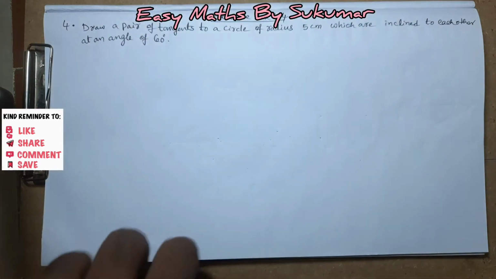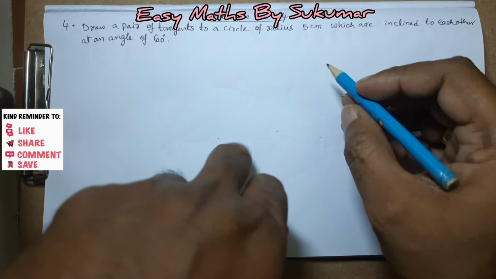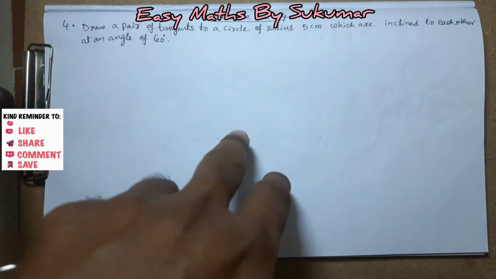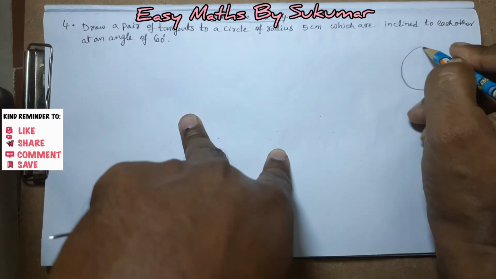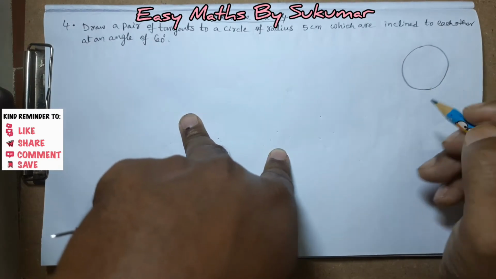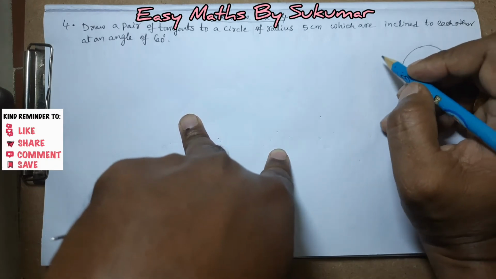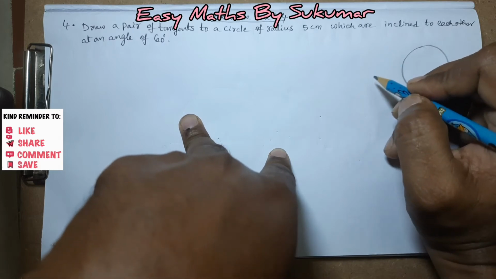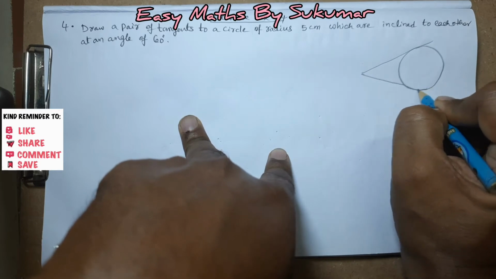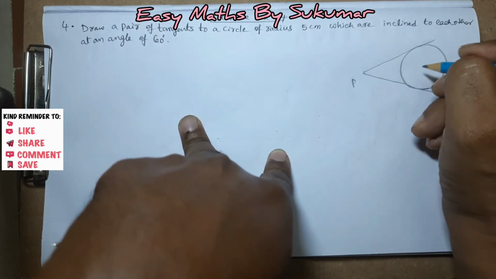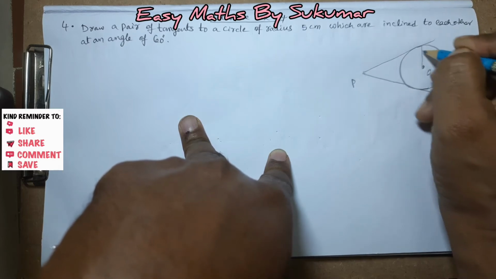Fourth construction in exercise 11.2. See my dear students, here draw a pair of tangents to a circle of radius 5 centimeters which are inclined to each other at an angle of 60 degrees. So here we have to take a circle first with 5 centimeters as radius. So these two are tangents. This is the center of the circle. The radius of the circle is 5 centimeters.